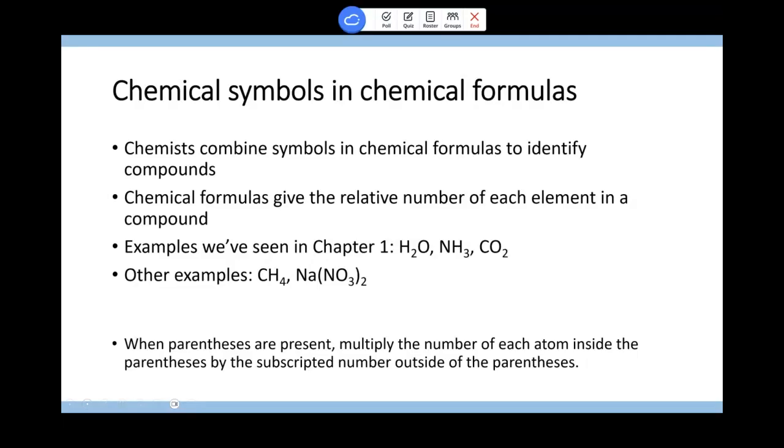Ammonia has 1 nitrogen and 3 hydrogens. Carbon dioxide is 2 oxygens and 1 carbon in that compound. Some other examples, CH4, so 1 carbon bonded to 4 hydrogens, that's methane. This other example has, sometimes we see these parentheses. When you have parentheses, whichever number is after the parenthesis applies to each element within it. So in this molecule, in this compound, this is sodium. So we have 1 sodium atom, 2 nitrogens, and 6 oxygens. That's what the statement says down here. We'll talk a lot more about compounds and formulating compounds in chapter 3.